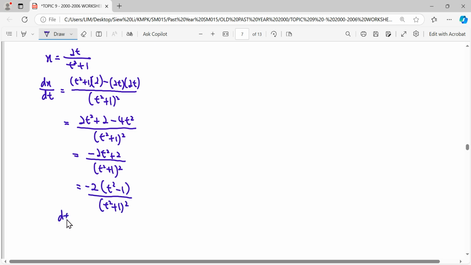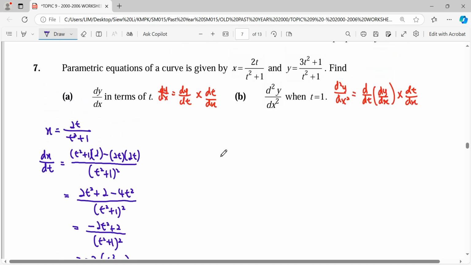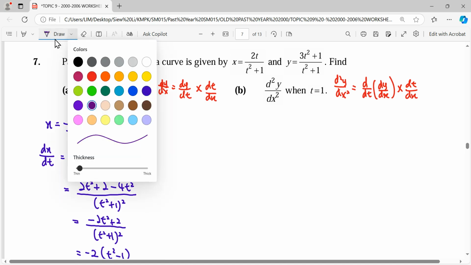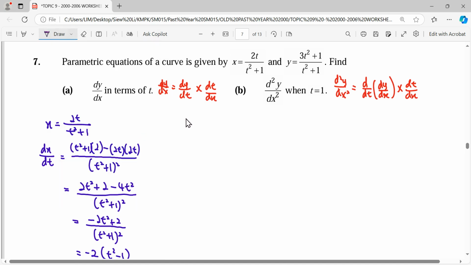Then lastly, dt/dx, we inverse it: denominator goes up, numerator goes down. As you can see, our dy/dx and d²y/dx² both need dt/dx, so we inverse it. Then we move on to the y equation. Also, we have t at numerator and t at denominator.